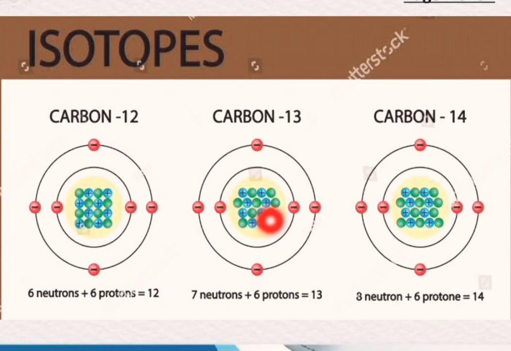Same in carbon 13, there are 7 neutrons, 6 protons and 6 electrons. And in carbon 14, there are 8 neutrons, 6 protons and 6 electrons. Students, you can see these are the isotopes of carbon, and they only differ in the number of neutrons: 6 neutrons, 7 neutrons and 8 neutrons.